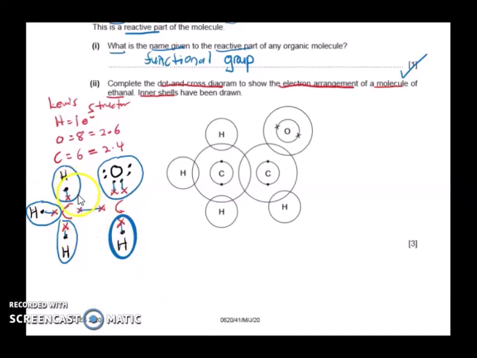For carbon I use the green color. So they have obtained 1, 2, 3, 4, 5, 6, 7, 8. These are the carbon, and for the other carbon I'll be using black color.